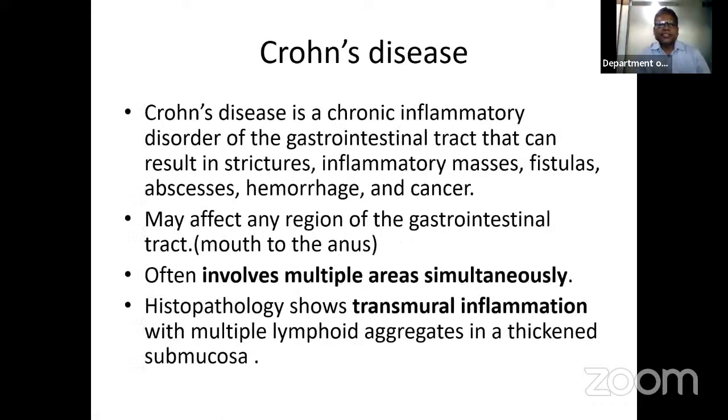So what is Crohn's disease? As you know, it's a chronic inflammatory disorder of the GI tract that can result in strictures, inflammatory masses, fistulas, abscesses, hemorrhage, and even cancer formation in long-standing disease. It may affect any region of the GI tract, right from mouth to the anus, often involving multiple areas simultaneously, from small bowel to large bowel to the perianal areas. The characteristic diagnostic finding on histopathology is transmural inflammation with multiple lymphoid aggregates, mostly in the submucosa and the mucosa.